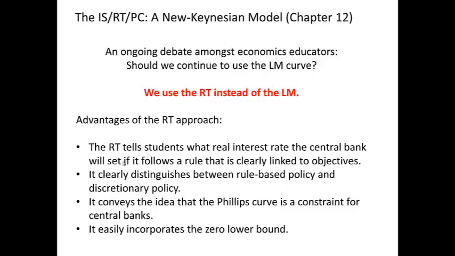Secondly, the RT curve includes a term for discretionary loosening or tightening, and in this way, students are able to distinguish between rule-based policy and discretionary policy. Also, the approach conveys the idea that the Phillips curve is a constraint for central banks, and this approach allows us to easily incorporate the zero lower bound into our analysis.